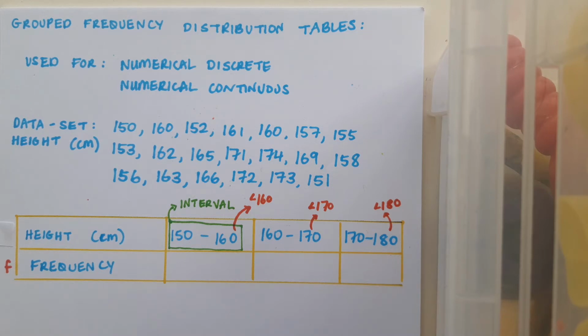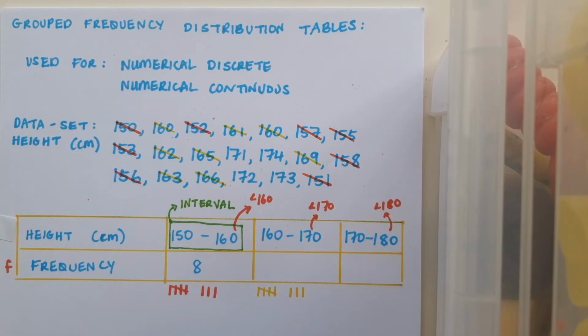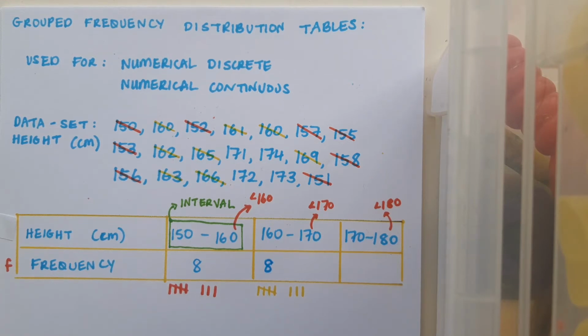So if I had 180 on my list, I'd have to start a new interval, 180 to 190. To complete my table then, I'm going to need to check what the frequencies are for each interval. And at this stage, pause the video and see if you can complete this yourself. So I count 8 pieces of data in the first interval, and 8 pieces of data in the second interval, and 4 pieces of data in the last interval.